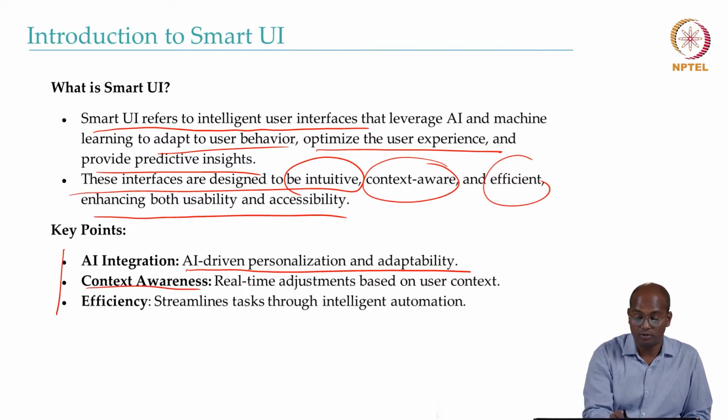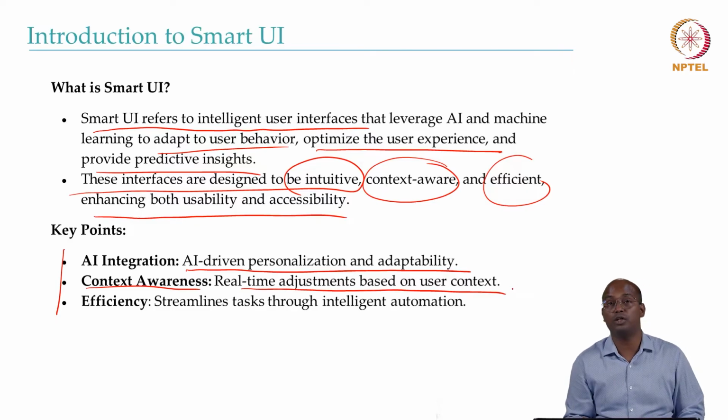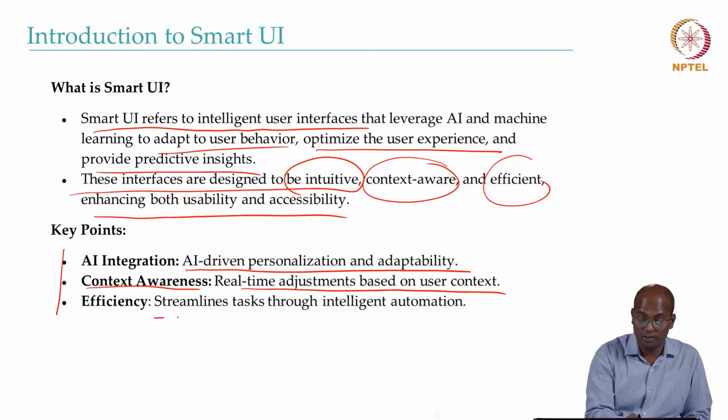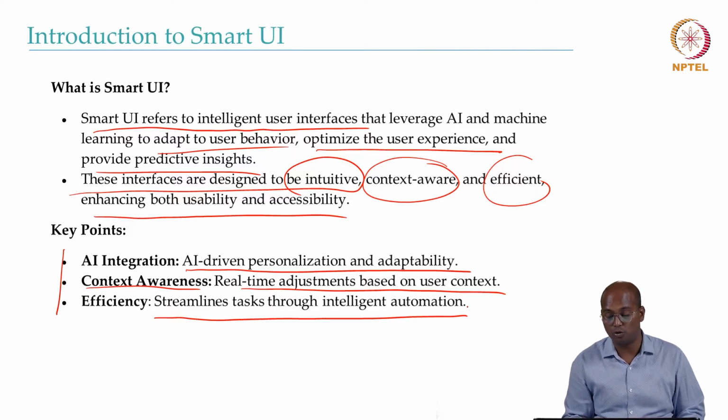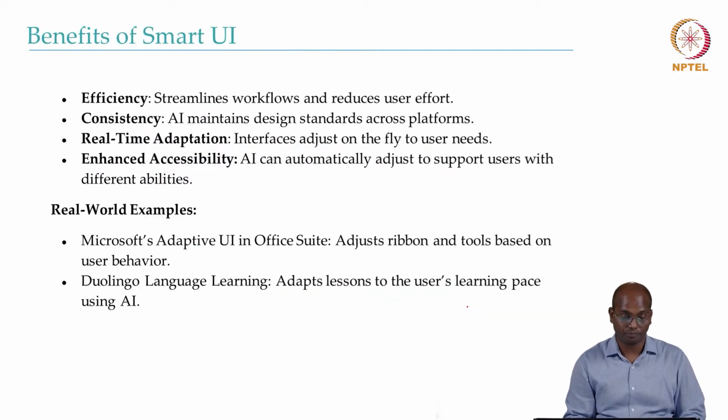Context awareness, so real-time adjustment based on the user context. For example, the same user could be in different scenarios, situations and environments, and you can help them perform the same task in different conditions. Efficiency, so it streamlines tasks through intelligent automation.